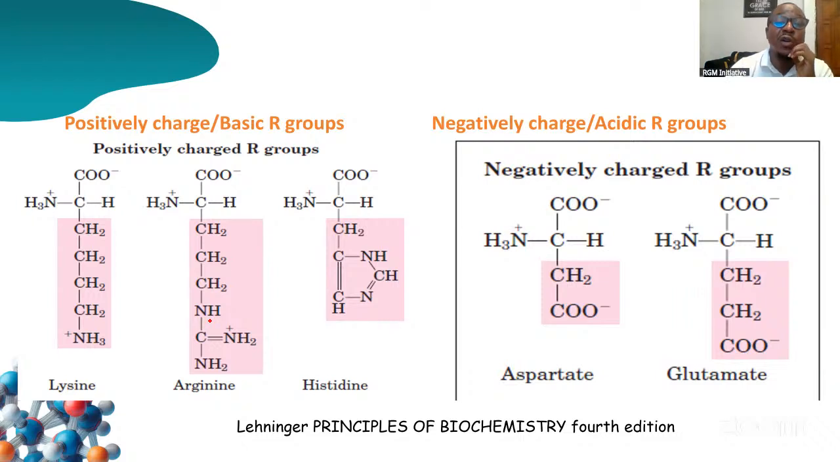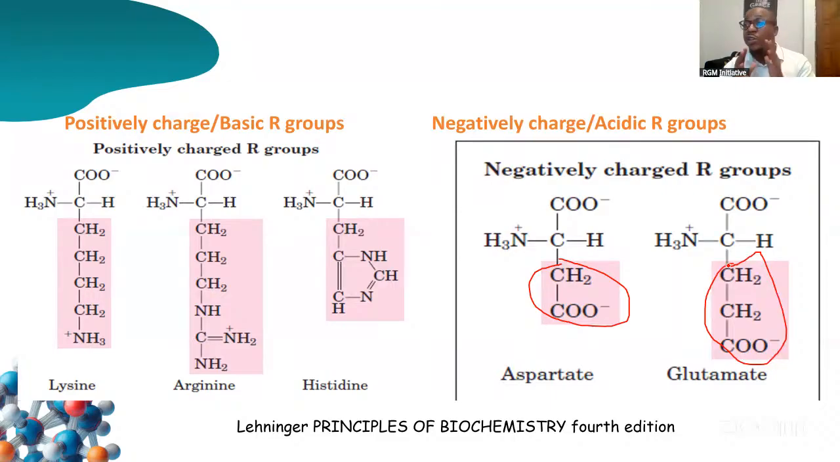Now, looking at the structure, it is very easy to draw the structure of aspartate and glutamate. If you look at aspartate, we have CH2COOH. In glutamate, it's just an extension of an additional CH2. So if you can draw aspartate, invariably you can also draw the structure of glutamate.